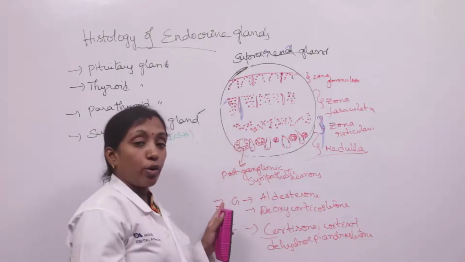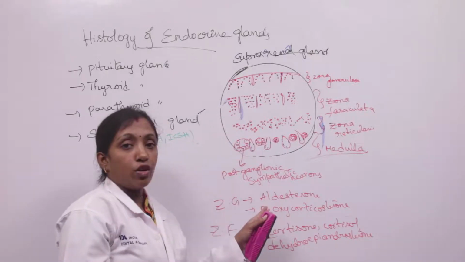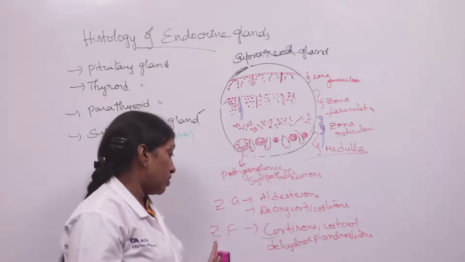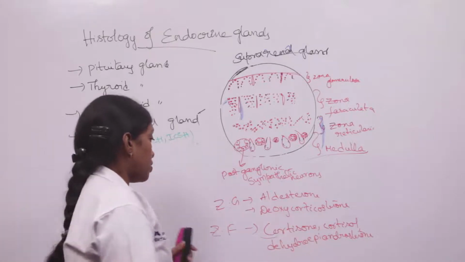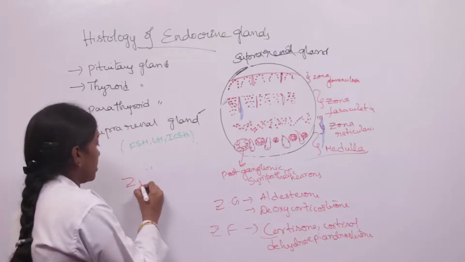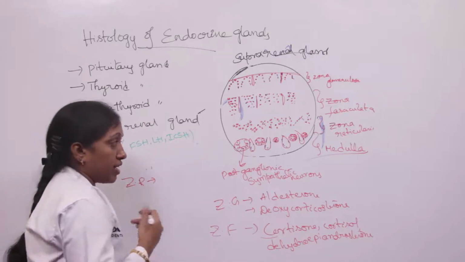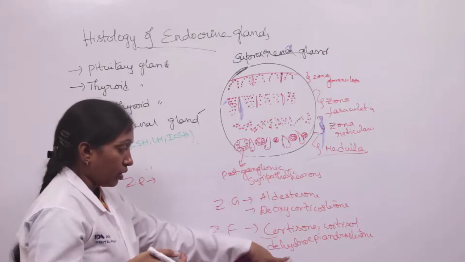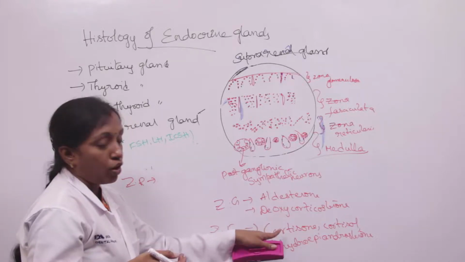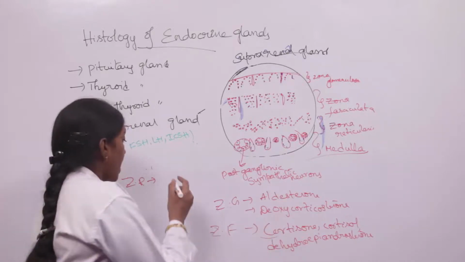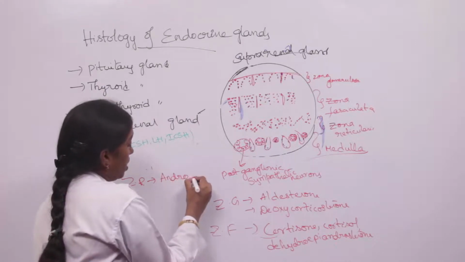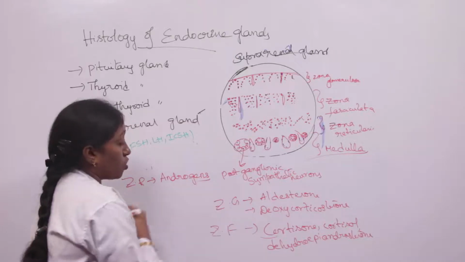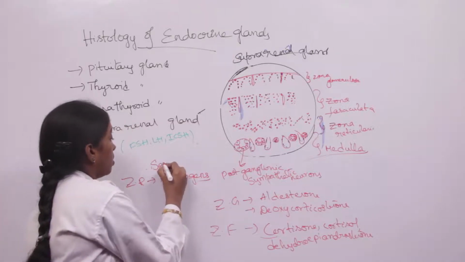Dehydroepiandrosterone. So, zona glomerulosa secretes aldosterone and deoxycorticosterone. Zona fasciculata secretes cortisone, cortisol and dehydroepiandrosterone. And zona reticularis secretes both mineralocorticoids, glucocorticoids as well as sex hormones, that is androgens. It also secretes sex hormones.